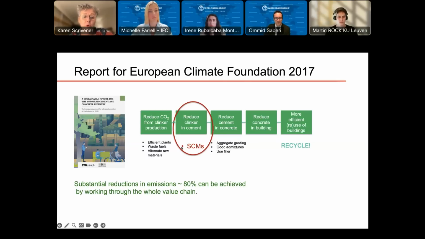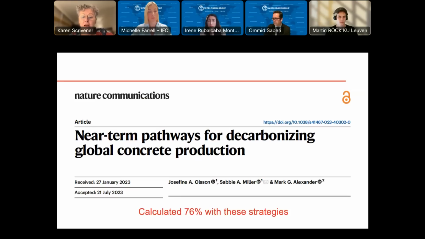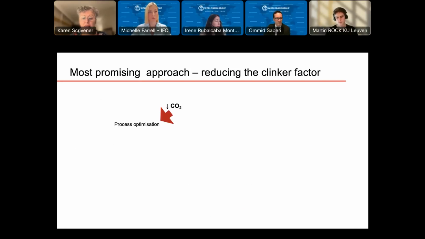And this report we produced in 2017 indicated that we could achieve reductions of about 80% in this way. And very nicely, this much more recent publication had made a much more detailed calculation, which comes up with the figure of 76% possible with these strategies. So this really indicates what a tremendous amount can be done with technologies we have available today.